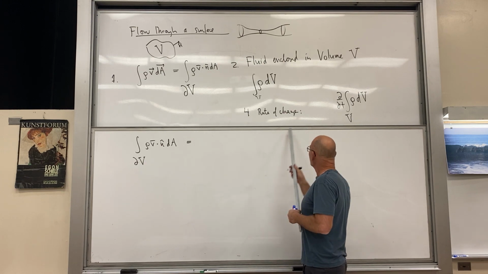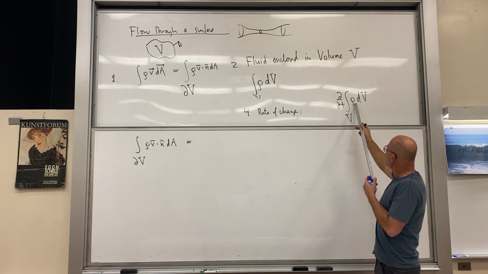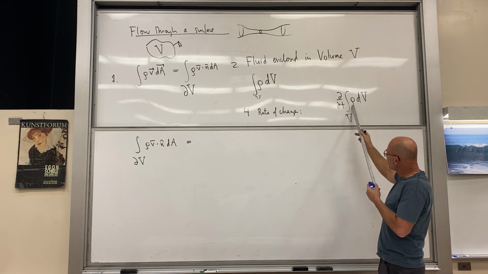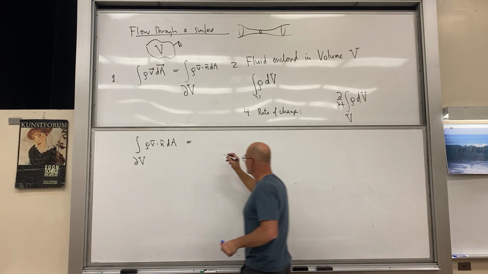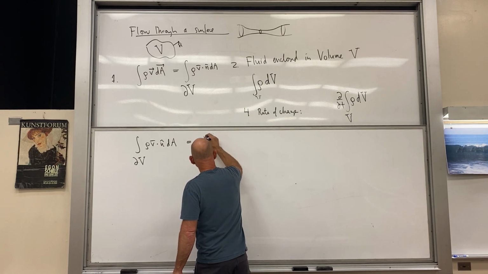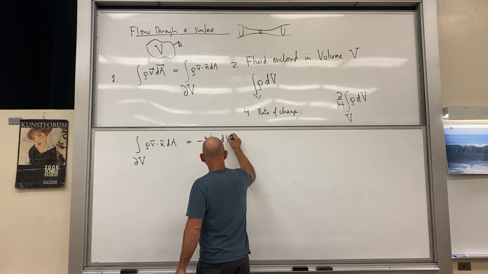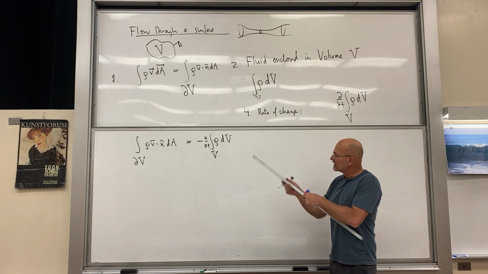On the other hand, if the fluid is leaving the volume, then the mass of the fluid in the volume is decreasing, okay? So this gets a minus sign. So we're going to get minus the integral of d/dt of rho d volume. Okay, so that's why we put the minus sign in there by hand.